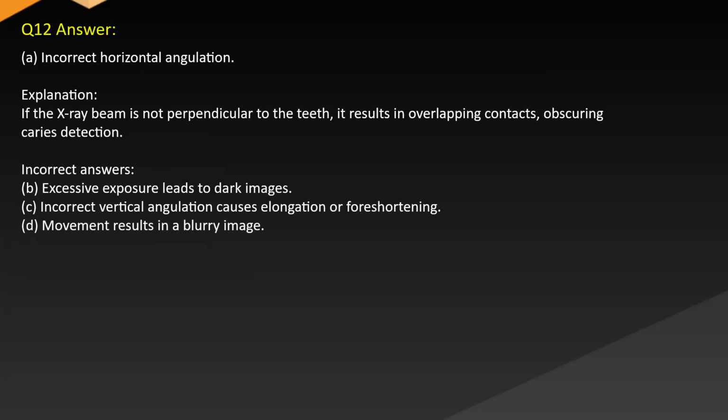Answer A. Incorrect horizontal angulation. Explanation. If the X-ray beam is not perpendicular to the teeth, it results in overlapping contacts, obscuring caries detection. Incorrect answers. B. Excessive exposure leads to dark images. C. Incorrect vertical angulation causes elongation or foreshortening. D. Movement results in a blurry image.